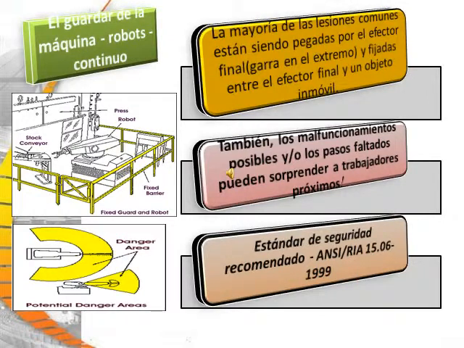The most common injuries are being struck by an end effector or claw at the end, and being pinned between the end effector and a stationary object. It is also possible for malfunctions and missteps to surprise nearby workers. This particular device is covered by ANSI/RIA R15.06-1999.